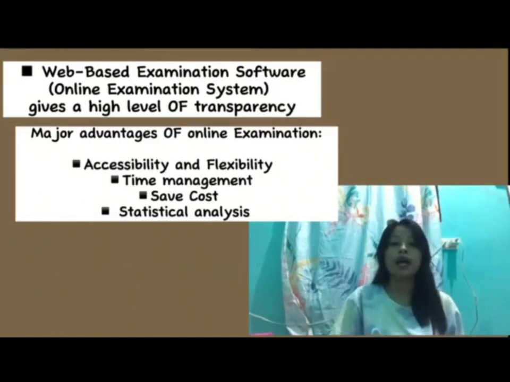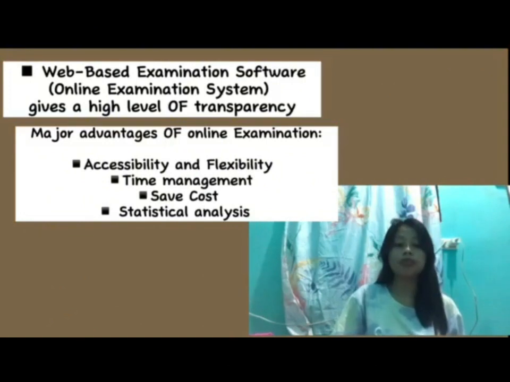First is accessibility and flexibility. Since exams can be conducted anywhere, all students need is a device with an internet connection. Students no longer need to move from one place to another in order to sit for the examination.